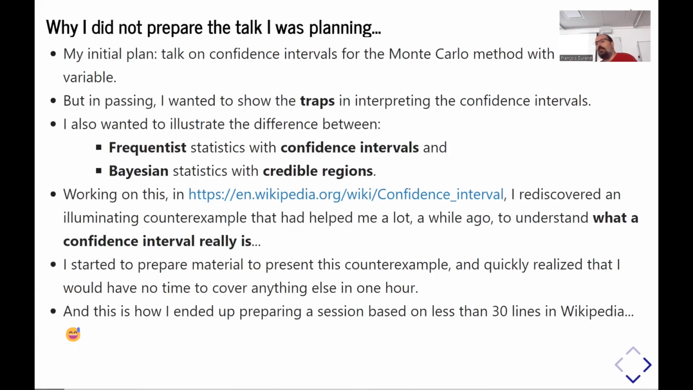Okay, let's go. So at the beginning, in fact, I wanted to talk about confidence intervals for Monte Carlo methods, and in the particular case of a Bernoulli variable, which is more or less one of the simplest cases. Maybe the simplest case would be with normal distributions. But in fact, even in that very simple case, the question of confidence intervals is quite complicated. And in passing, I wanted to illustrate the problems that there are with confidence intervals, the difference between the frequentist and the Bayesian approach, and so on.